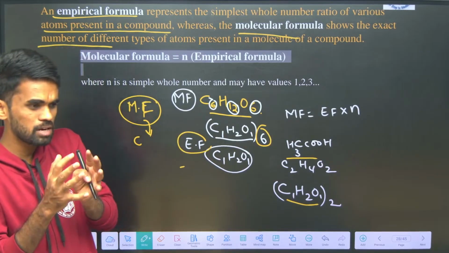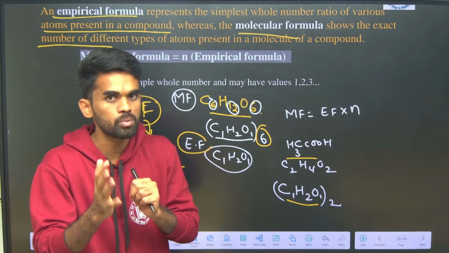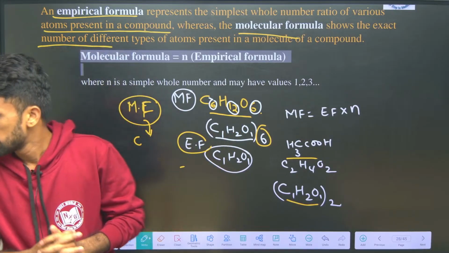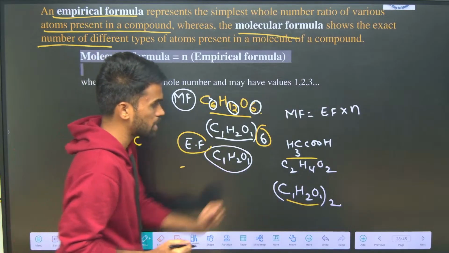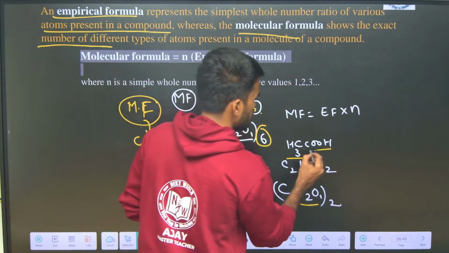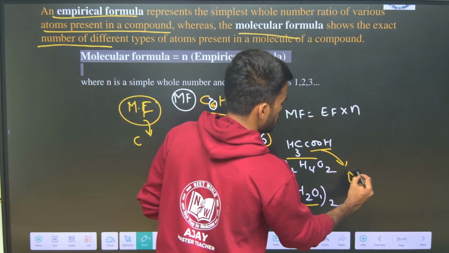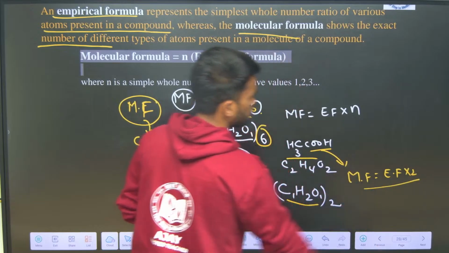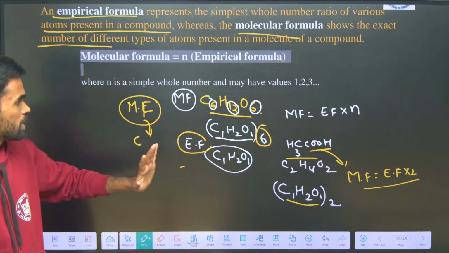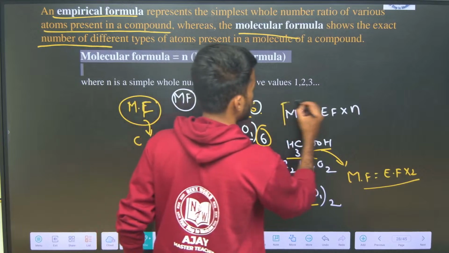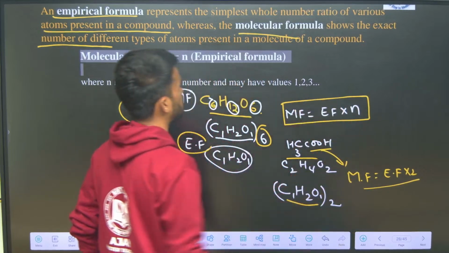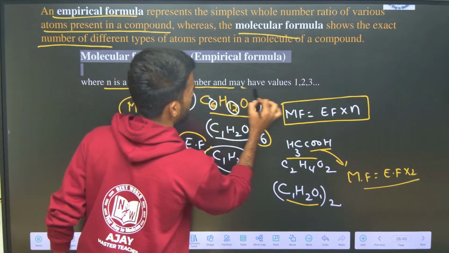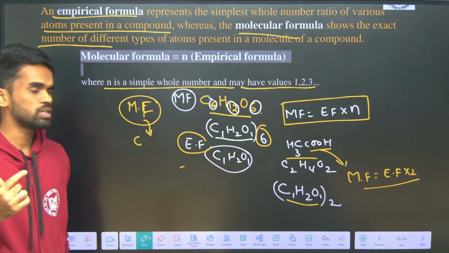It means the empirical formula might be the same for different compounds also, but the molecular formula will be different from compound to compound. Okay, so here the relation between empirical formula and molecular formula in the case of acetic acid: molecular formula will equal empirical formula multiplied by 2. Okay, so we can simplify it this way: empirical formula into n gives molecular formula. Hope this is clear. So where n is a simple whole number, it may vary as 1, 2, 3, and so on like that.